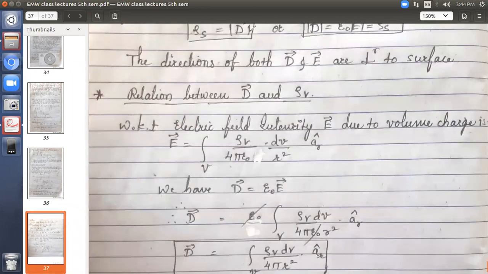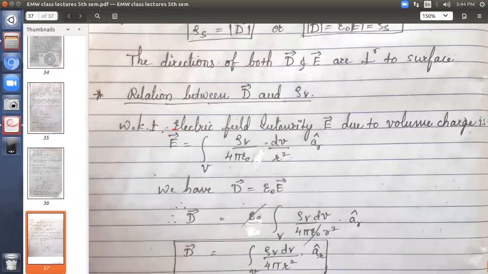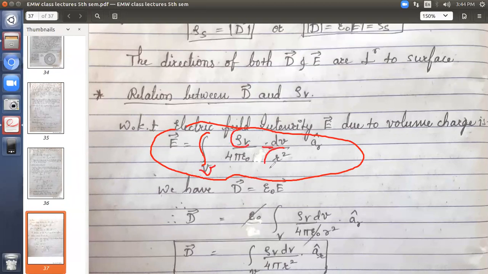And the third one, the relation between D and rho v. Just now we saw rho s; let's see what rho v is. This is also an equation we derived in the previous section. While dealing with continuous charge distribution, we started with volume charge, then went to line charge, then derived the sheet charge. The first one was volume charge, so that equation is E equals the integral over a volume of rho v dv divided by 4 pi epsilon naught r squared, into a_r. This equation is already with us.